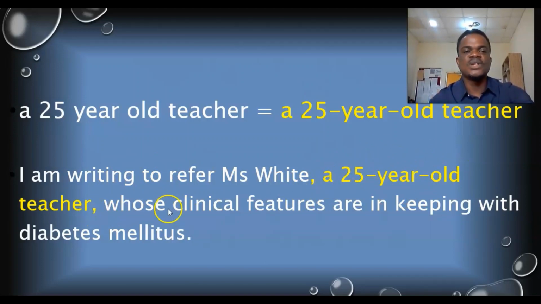Because when this piece of information is removed from this sentence, the sentence will still stand and it will be correct. Let's try it. I'm writing to refer Miss White, whose clinical features are in keeping with diabetes mellitus. So when you add extra information in a sentence, you use a comma before it and comma after that. If you want to learn more about that, you can watch the first episode of this series of tutorials on punctuations.